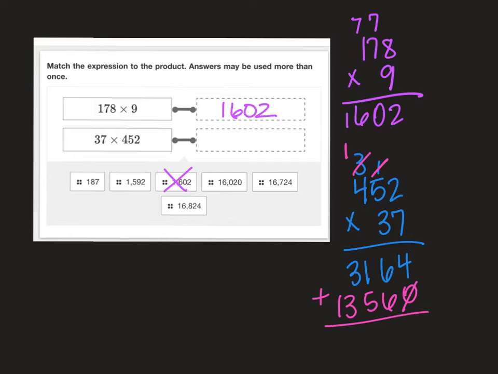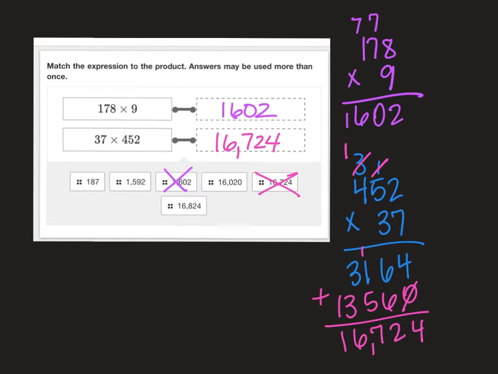We're going to add those together. 4 and 0 gives you 4. 6 and 6 is 12. 5 and 1, 6, plus 1 is 7. 3 and 3 is 6. And bring down your 1. So 16,724.